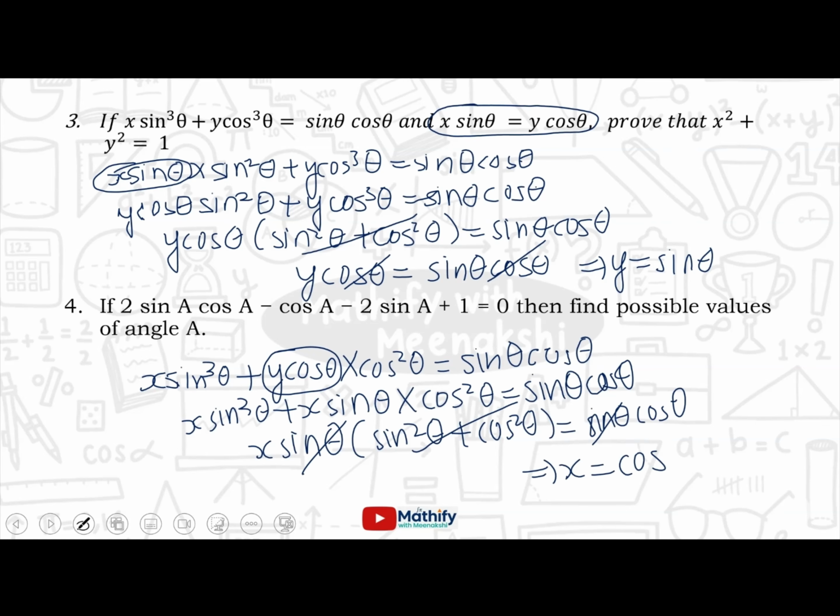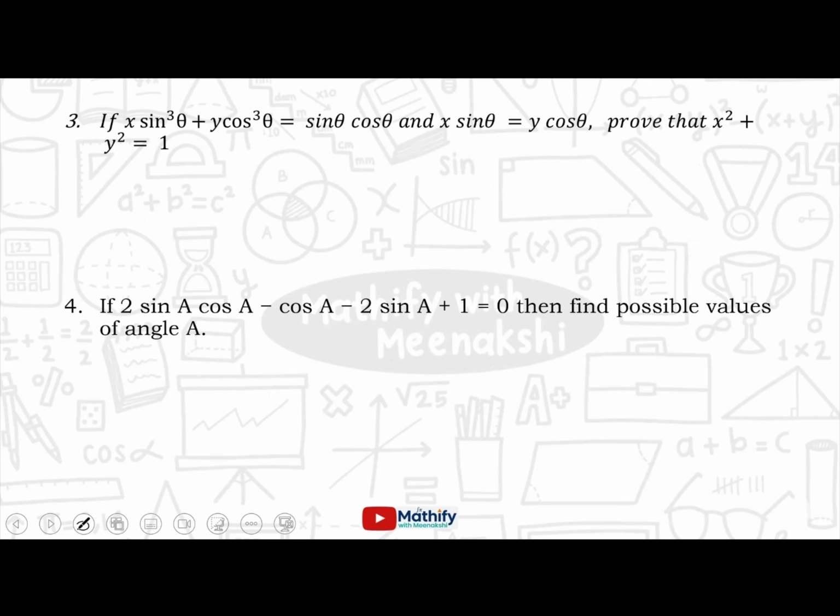Now you know the values of x and y. You know y is sine theta and x is cos theta. They are asking what is x square plus y square? Sum of squares. So you will write that it is cos square theta plus sine square theta. And what is that? It's 1 using the identity. So the answer is 1. We have proved that. Now let's move to the last question.